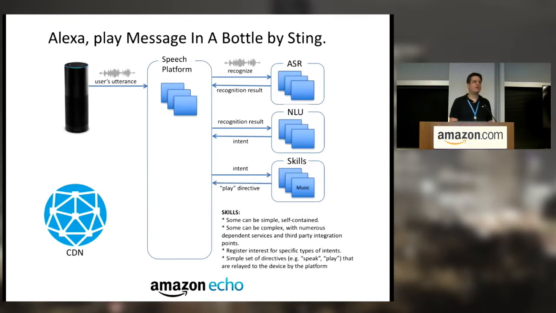And the play music skill will not return a speech, it will return a URL. Okay? So it will return a play directive that will be sent to the Echo device. The play directive contains a URL, and the Echo device will download the song from this URL and play the song. In parallel, the Echo device is sending events to the speech platform. So, for example, there is a playback started, playback nearly finished, and playback finished event.